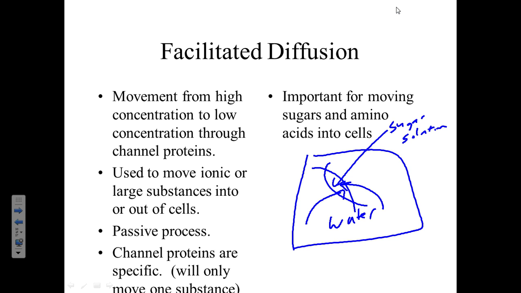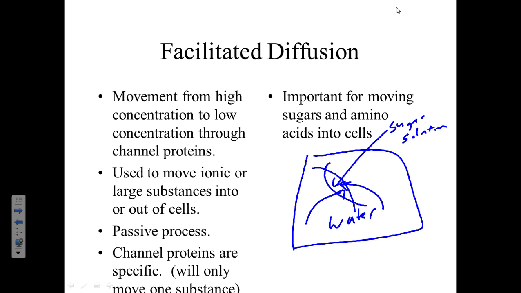is facilitated diffusion. We said facilitate means to give a little what? What's the word facilitate mean? Give a little help to something. So it's diffusion with a little help. This is the way that the big molecules and the charged things get in and out of cells, passively.